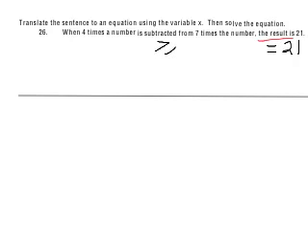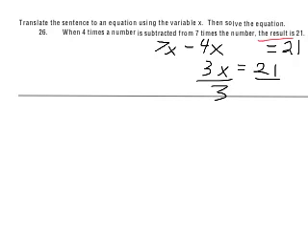Seven times the number minus 4 times the number. That equals 21. Okay, so now we have our sentence, and we can solve it. 7x minus 4x, and these are usually very easy to solve, right? This becomes 3x equals 21. Divide by 3, and we get x equals 7.